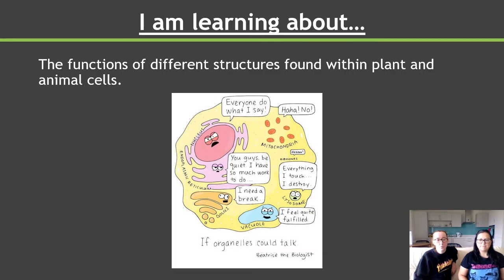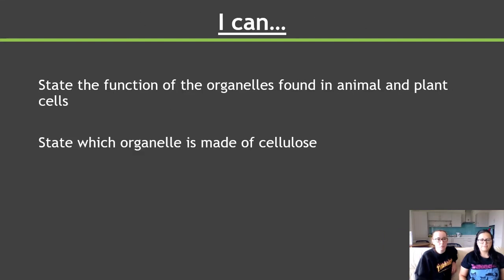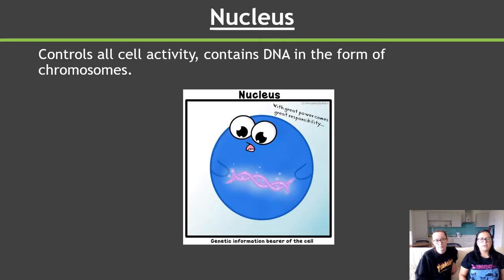Okay, so what we're going to be covering in this is the different functions of the different structures that we find within plant and animal cells. So starting on plant and animal cells. By the end of this video, you should be able to state the function of all the different organelles in the animal and plant cells, and you should be able to state which organelle is specifically made of cellulose. That's a really important one to know. Okay, so let's get started with the first structure.